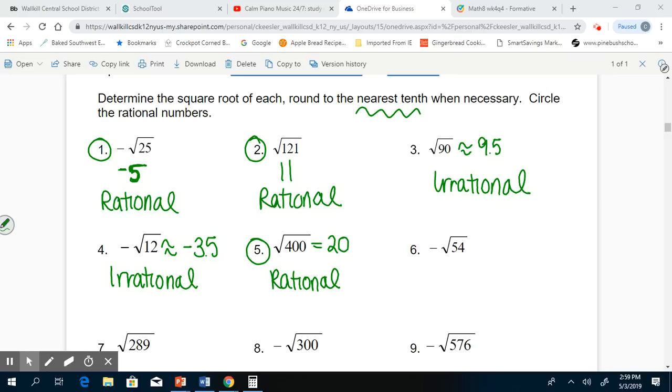Okay, so far, 3 of those problems are rational. You're going to try 6, 7, 8, and 9 on your own. You can pause the video here and do it now, or you can come back to it later.